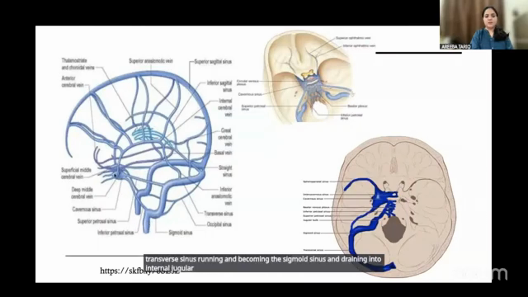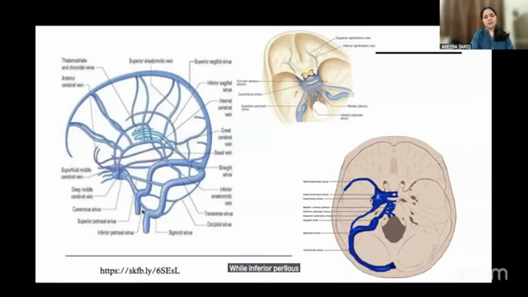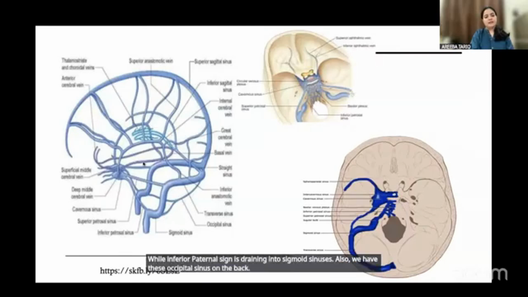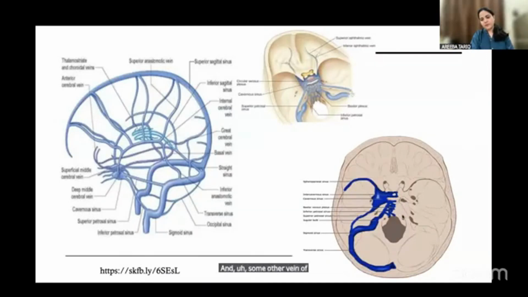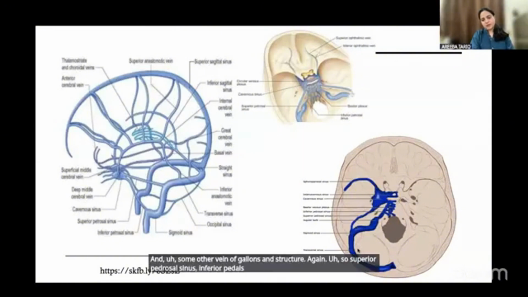We have the superior petrosal sinus and inferior petrosal sinus. The superior petrosal sinus drains into the transverse and sigmoid junction, while the inferior petrosal sinus drains into the sigmoid sinus. Also, we have the occipital sinus on the back and some other veins, such as the vein of Galen. Again, the superior petrosal sinus and inferior petrosal sinus join, the transverse sinus becomes the sigmoid sinus and drains.